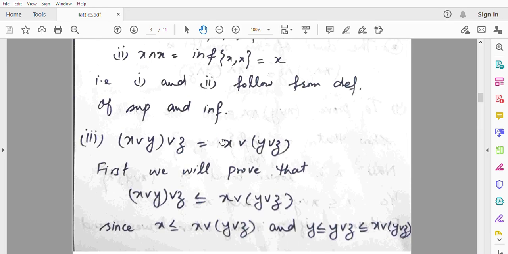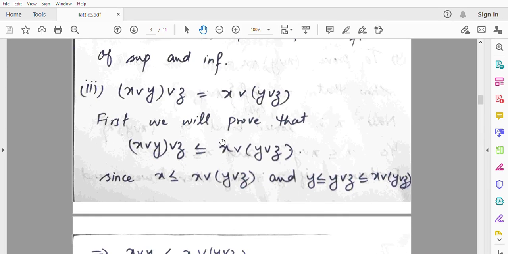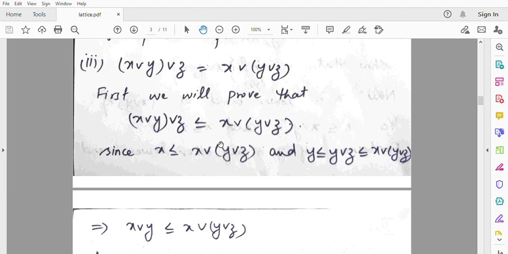Okay, now we need to prove the third one, the associative property with respect to join. For this, x sup (y sup z) is equal to (x sup y) sup z. We have to prove that this is preceded by this one, and then this is preceded by this one. For this case, first we will prove that x sup (y sup z) is preceded by (x sup y) sup z. Now we know that x is preceded by x sup y sup z.